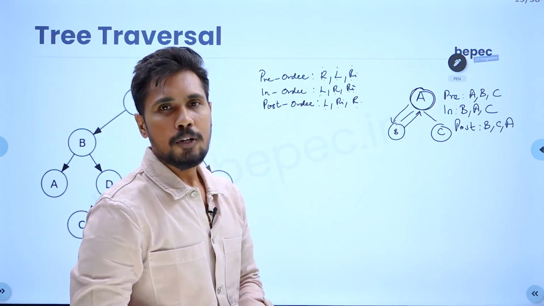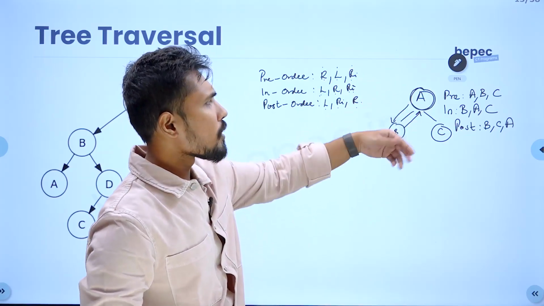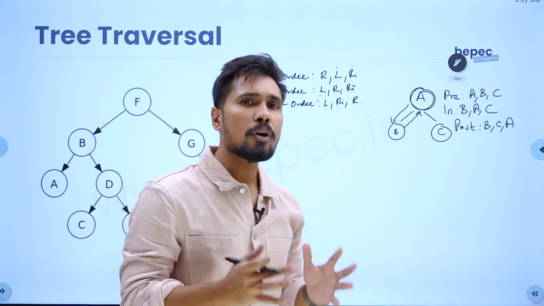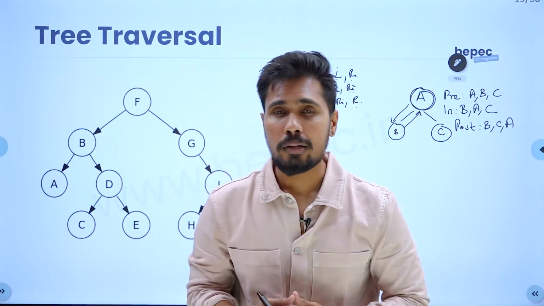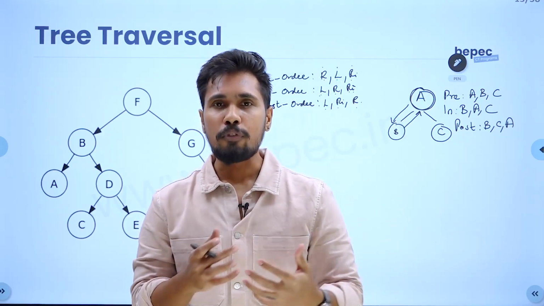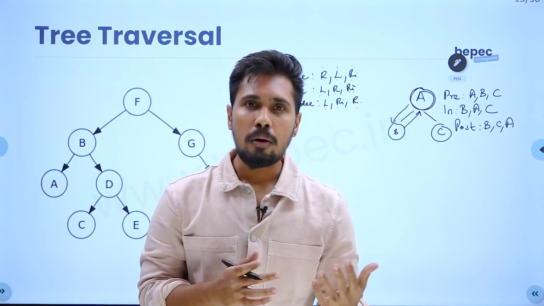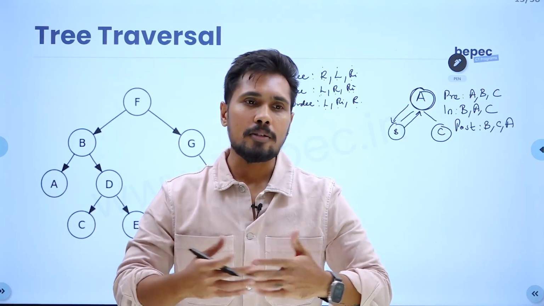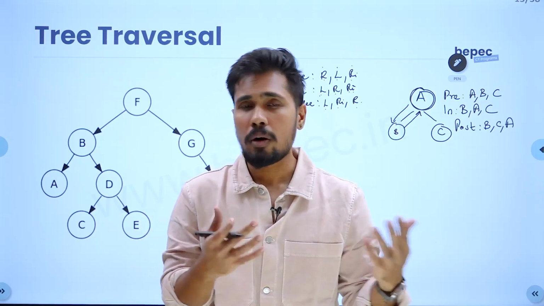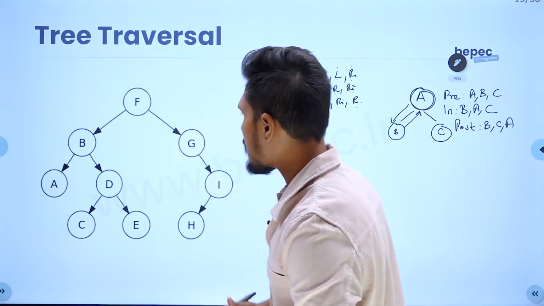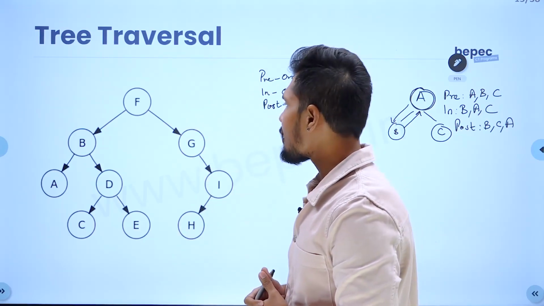So it's easy for us to understand the pre-order, in-order, and post-order. If you have a complex tree, how exactly can you deal with it? How exactly are you able to perform a tree traversal, like pre-order, in-order, or post-order? For that reason, let's take a simple tree like this and try to understand.